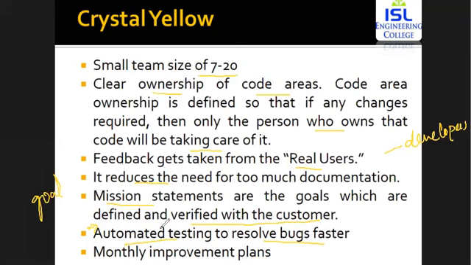Then in here, within the crystal yellow methodology, you're going to have monthly improvement plans. That is, in here you're going to give different updates for the particular software. You can provide updates, you can provide different optimizations for the particular software.